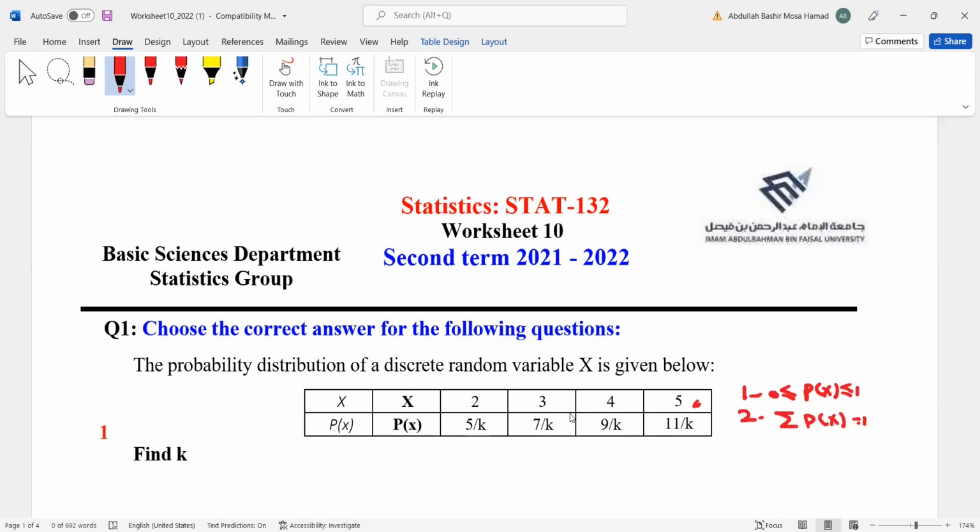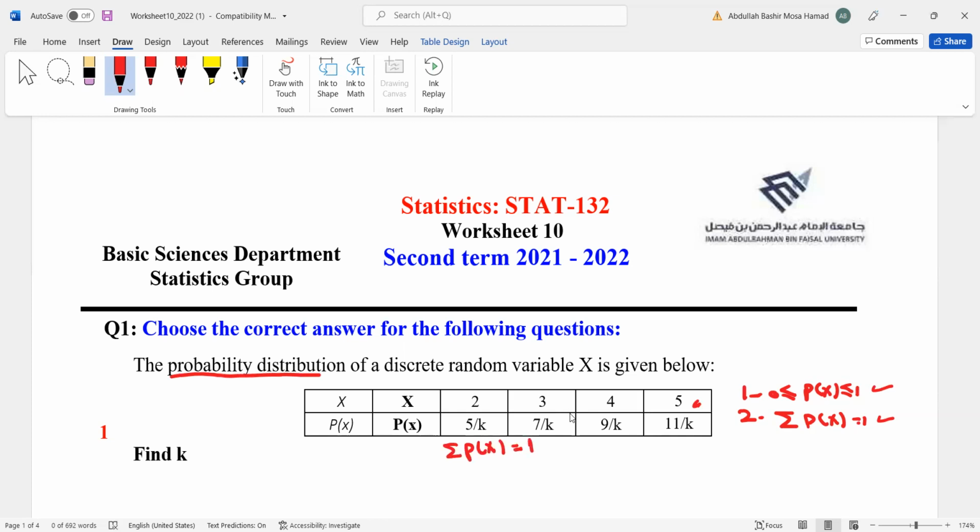First condition, all these values should be in this interval, or the summation of these values should be equal to 1. We already mentioned the probability distribution of a discrete random variable x is given below. So this is the probability distribution, and these two conditions should be satisfied. We need to use this condition in order to find the value of k. So the summation of p of x should be equal to 1 according to the second condition.